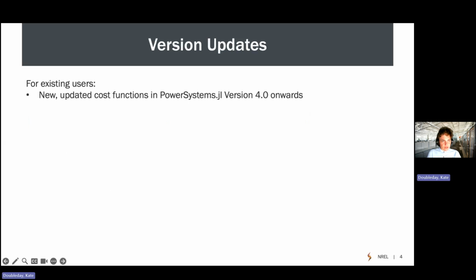For existing users, it's important to know that what we'll be talking about today are updated cost functions that are available in PowerSystems.jl version 4.0 onwards. So if you used a previous version, you'll see that the structures are significantly different in most cases now.